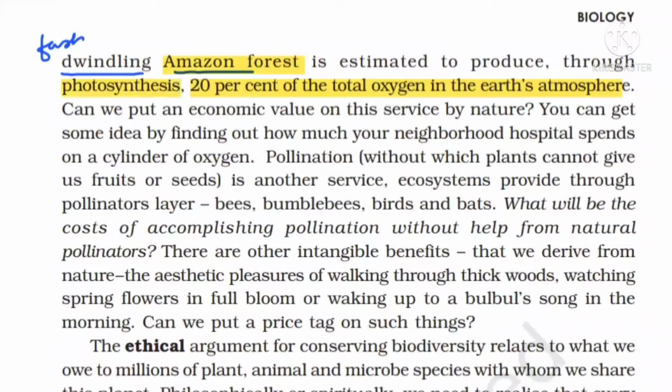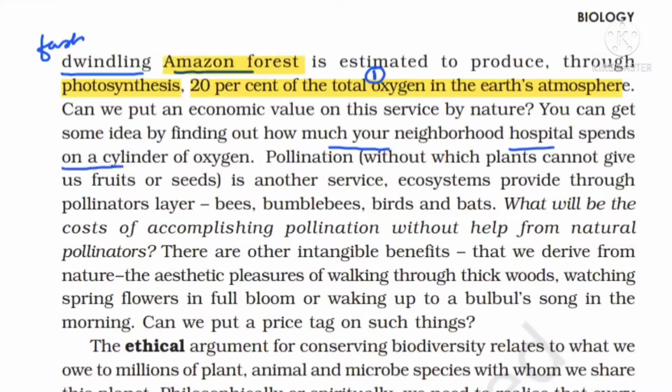So the first very important ecological service which our ecosystem is doing is providing oxygen. Please make a note of it: the very first important service is providing oxygen. If you try to evaluate what price tag we can give it, consider how much your hospital will spend on cylinders of oxygen. Try to find out the cost.